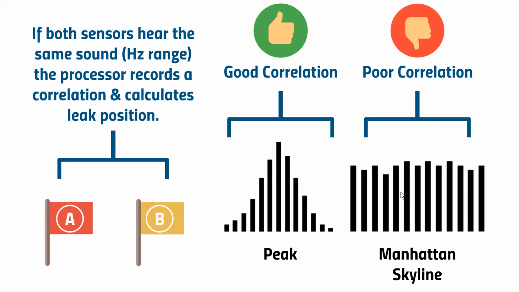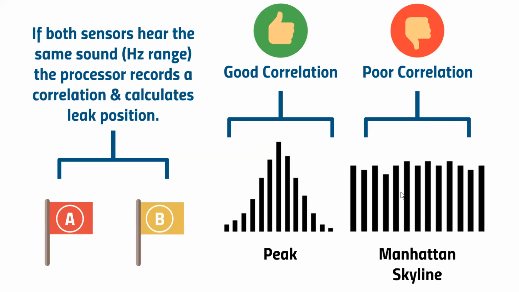The data is compared by your software program, your processor, ZoneScan-Net, your 610 processor. That data is compared and analyzed. What the processor is doing is looking for a similar sound, a peak sound. It is looking for sensor A to be hearing the same thing that sensor B is hearing. When you have two sensors hearing the same sound, you get a peak, which we refer to as good correlation.